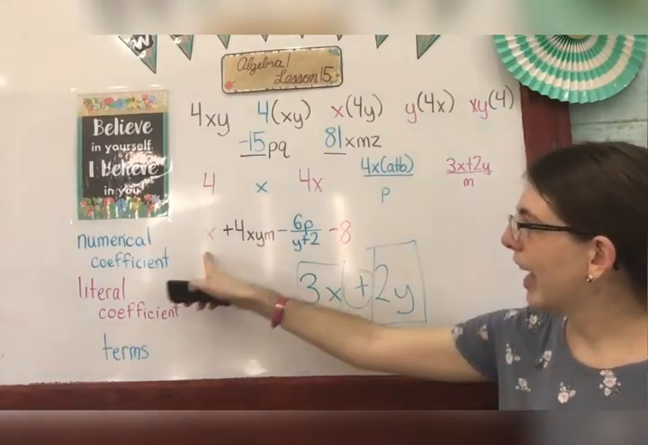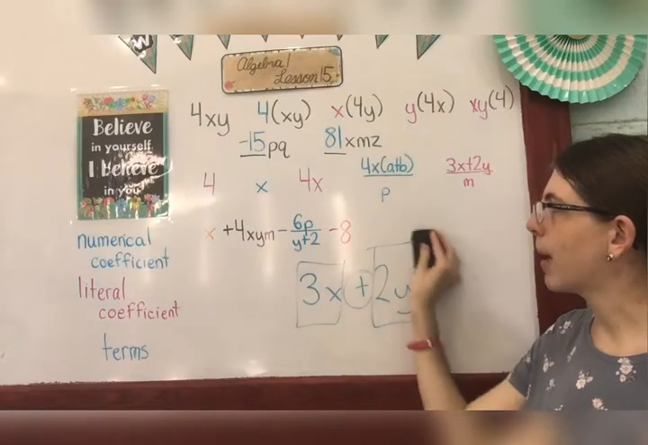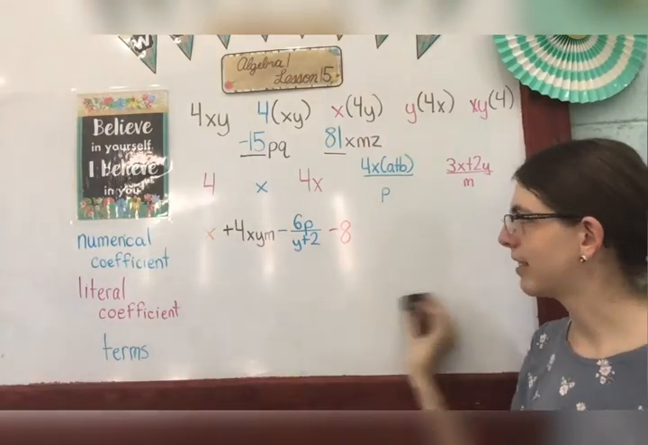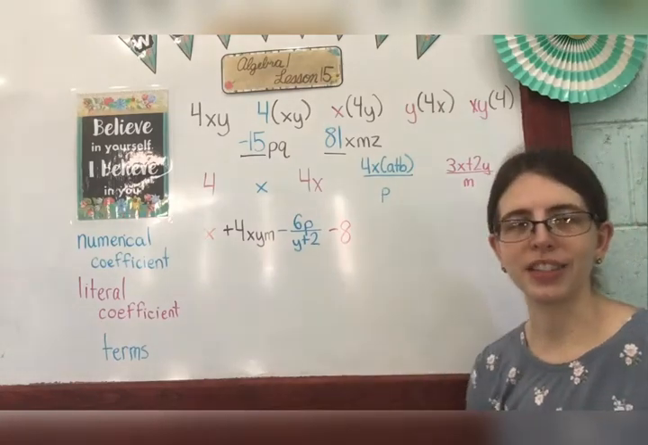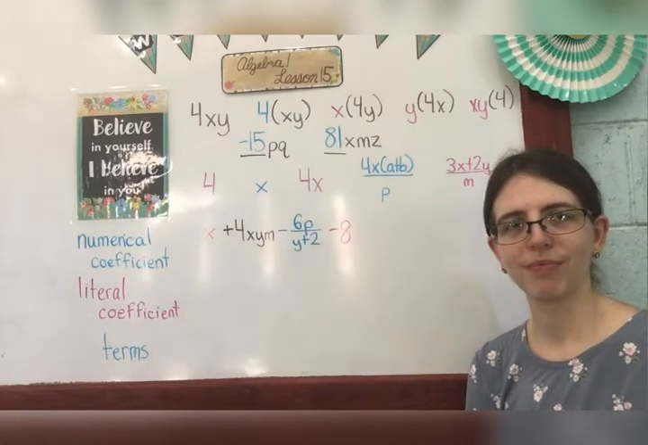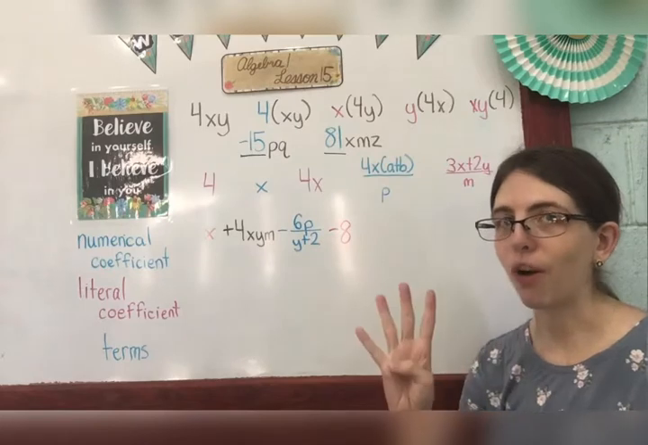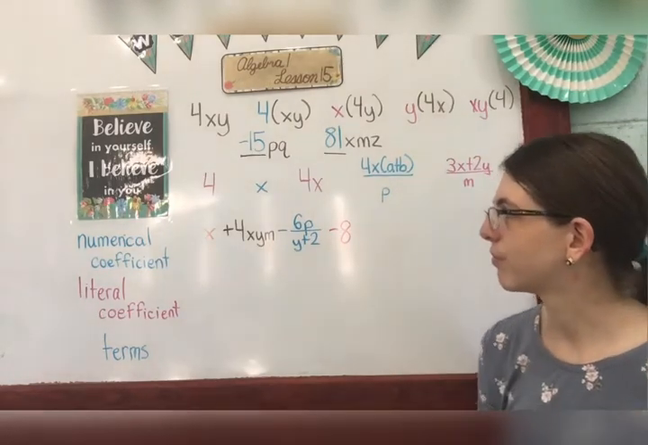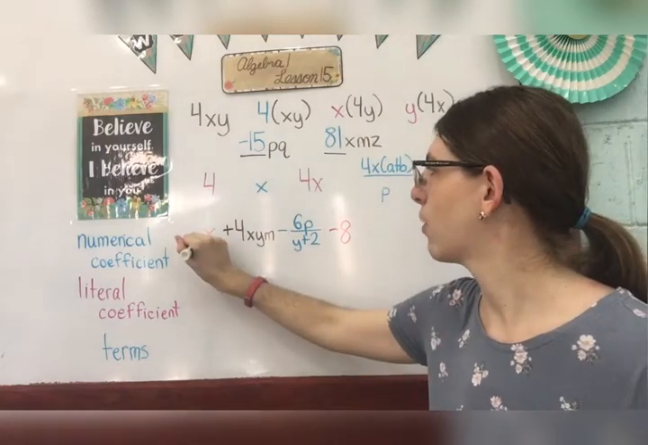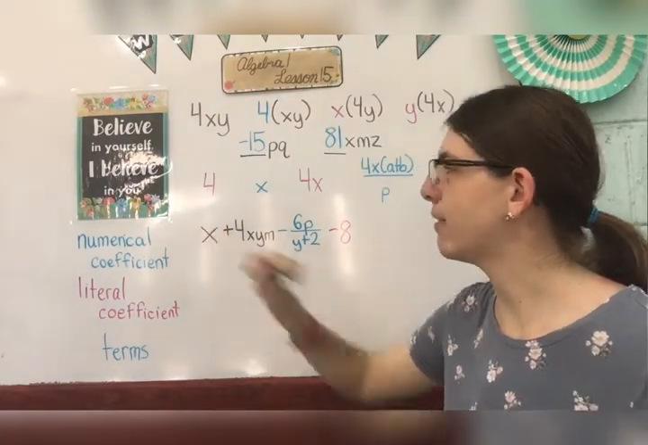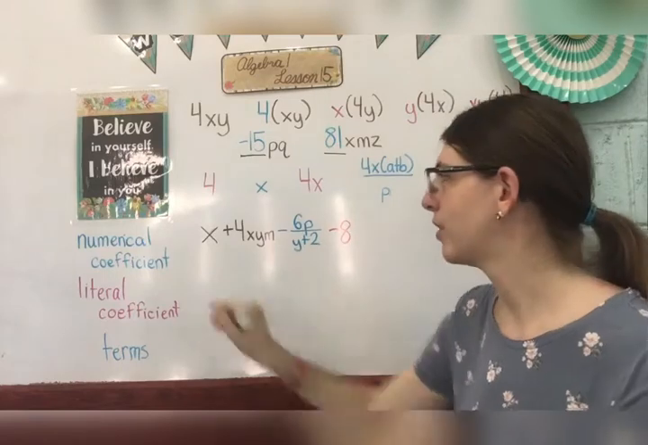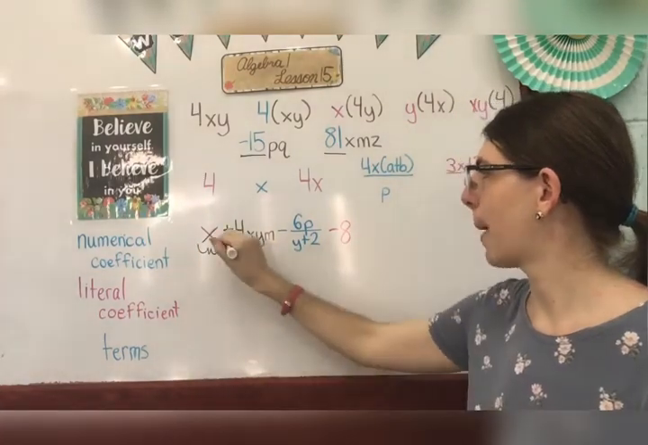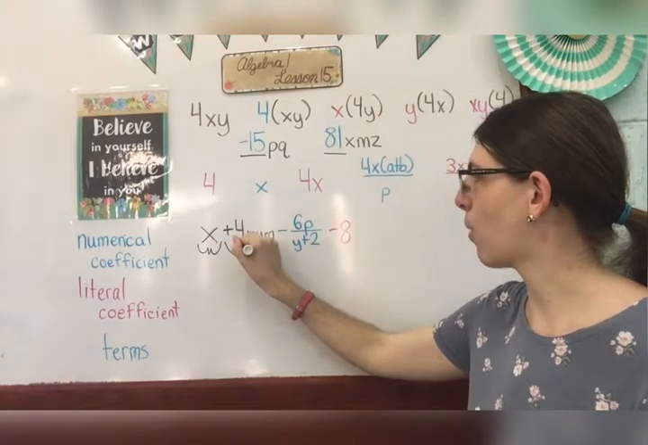Look at x plus 4xym minus 6py plus 2 minus 8. How many terms are in this expression? 4, that's right, 4 terms. You have your x right here, which I'm going to go over again in black so you can see it even better. You have your x, so that's one term. Then you have positive 4xym.